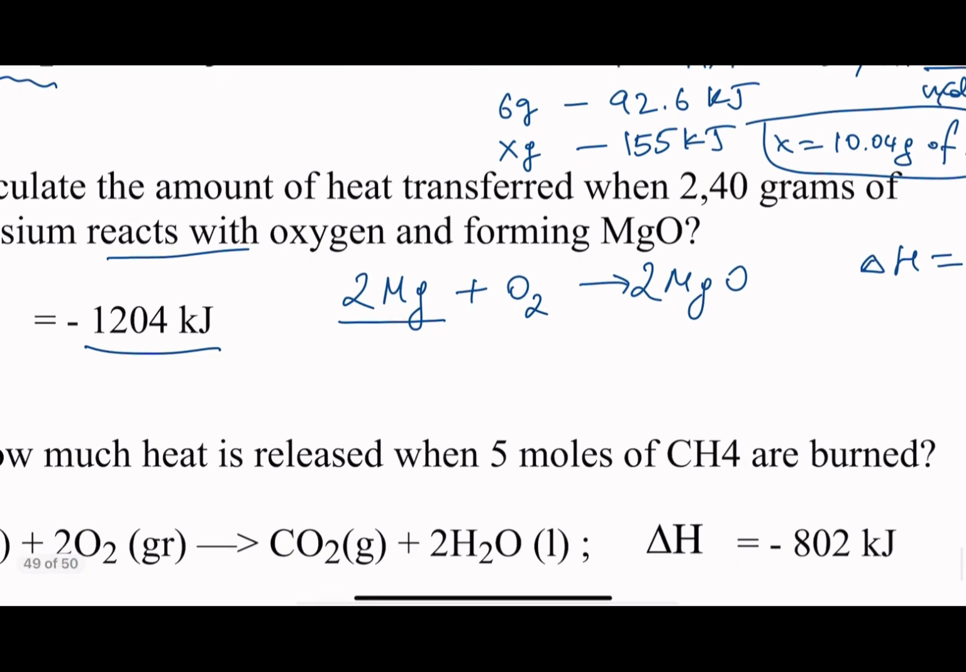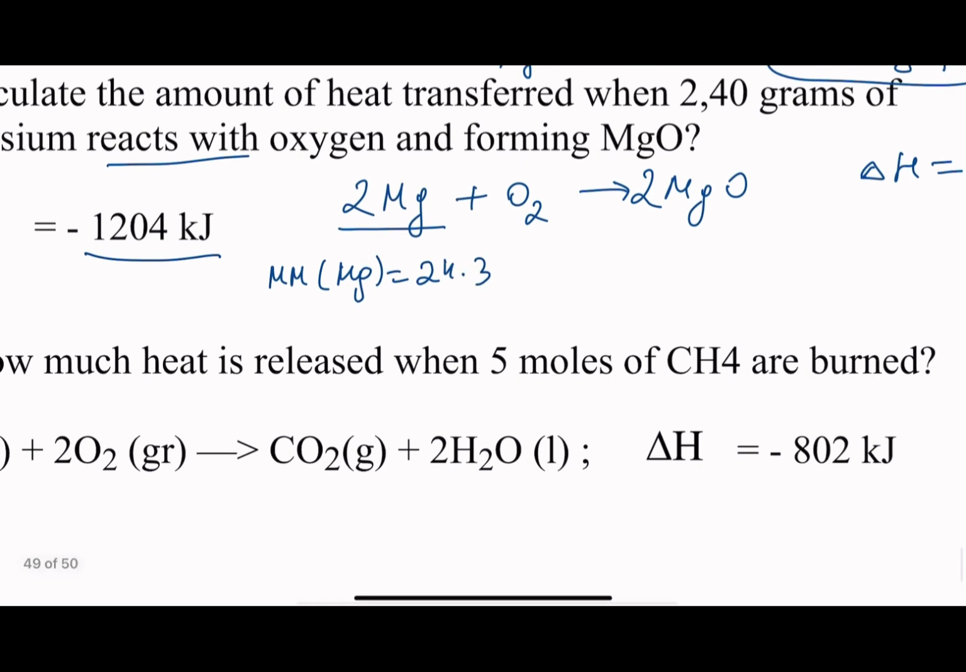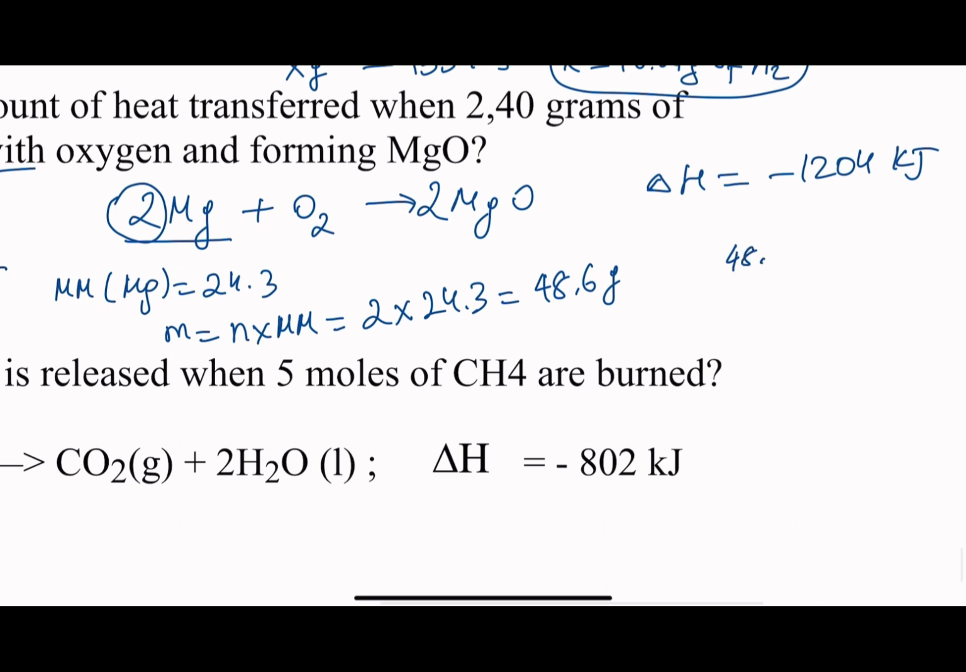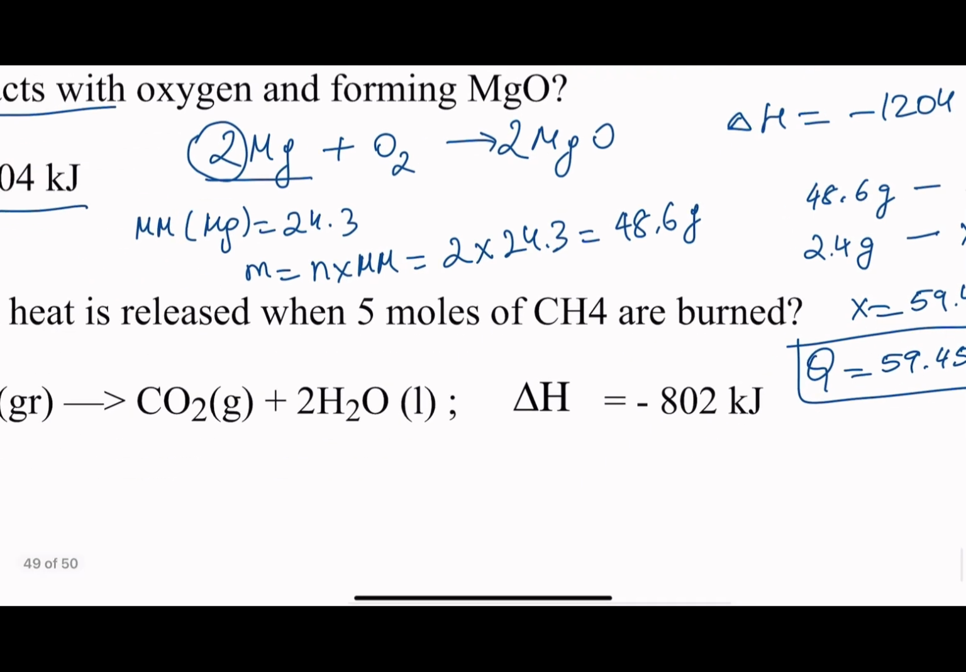So we got 2 magnesiums. If we say the roughly molar mass of magnesium is 24.3, and then M is equal to N multiplied by MM, and we know that it is 2 moles. So 2 times 24.3, which is 48.6 gram of magnesium. So 48.6 gram magnesium gives us 1,204 kilojoule of energy outside, and 2.4 gram would be X kilojoule, and X would be 59.45 kilojoule. So Q would be 59.45 kilojoule for 2.4 grams of magnesium.